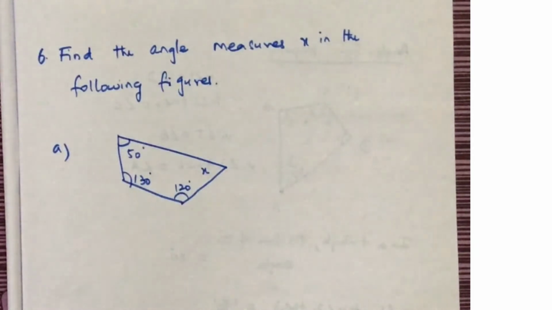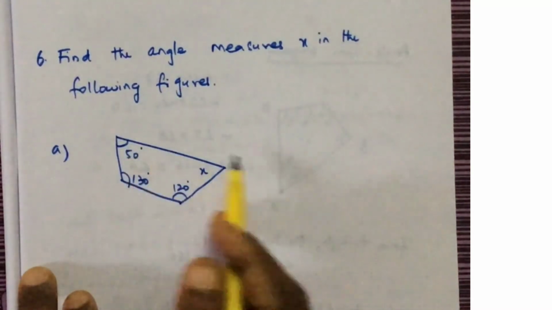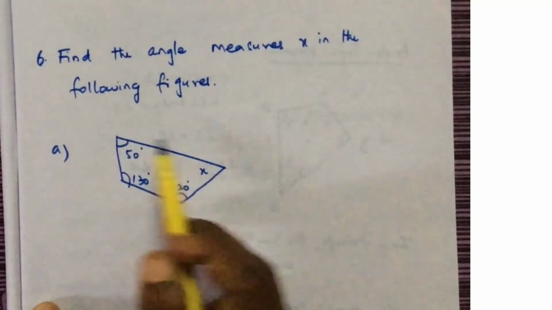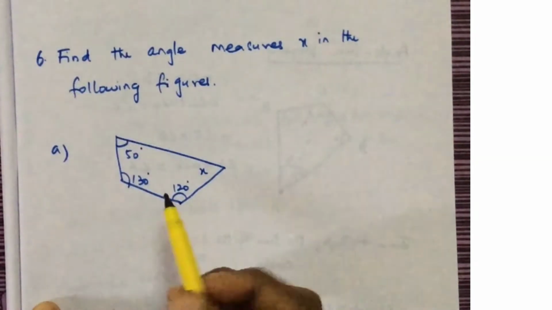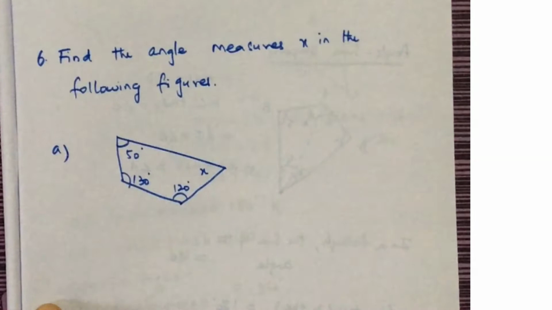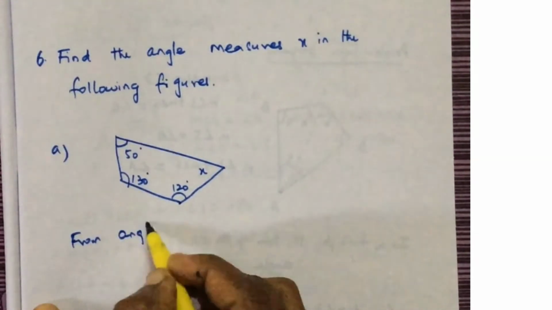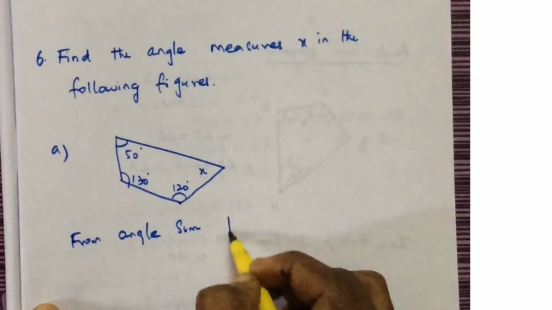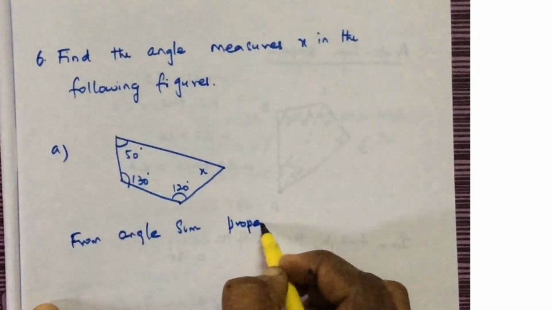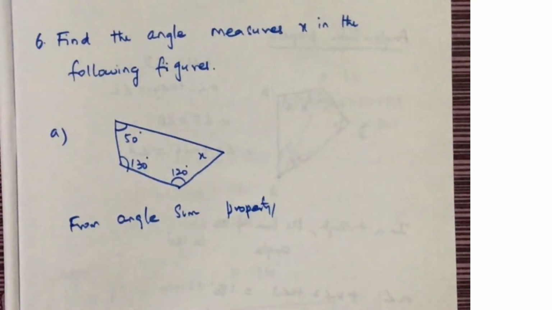The next is, find the angle measure x in the following figures. We have to find what is x here. So this is a quadrilateral. 4 sides are there, so it is a quadrilateral. The angles are given for 3 of them, one of the angles is not given. So you have to write it from the angle sum property. What does the angle sum property say? If you add the angles, it should give 360 in a quadrilateral.